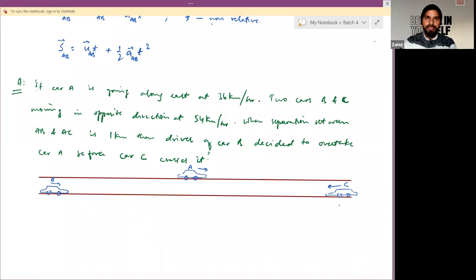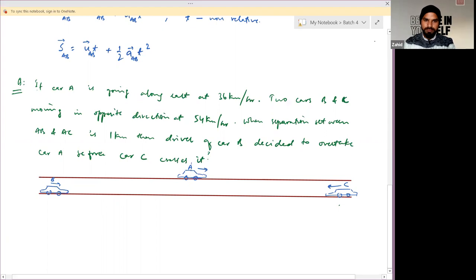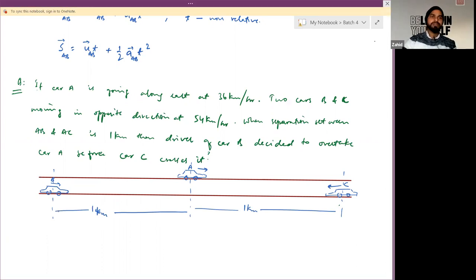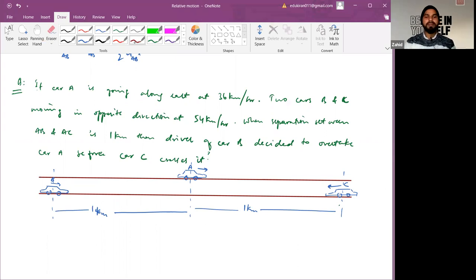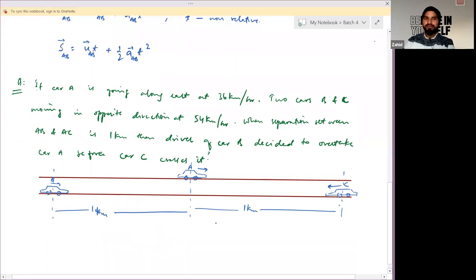Now, at this instant, separation between each of them is 1 kilometer. So this will be 1 kilometer and this will be 1 kilometer. Now let me define you how to approach this problem. First, try to solve for A and C.